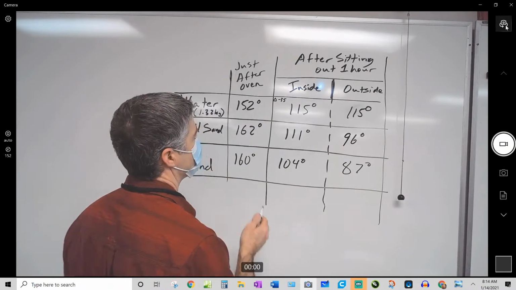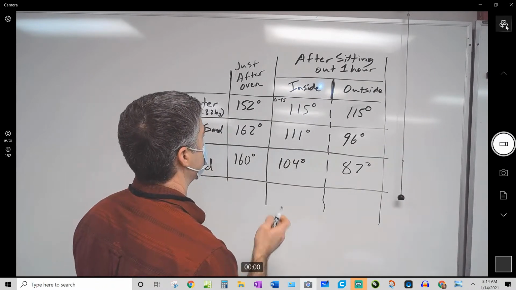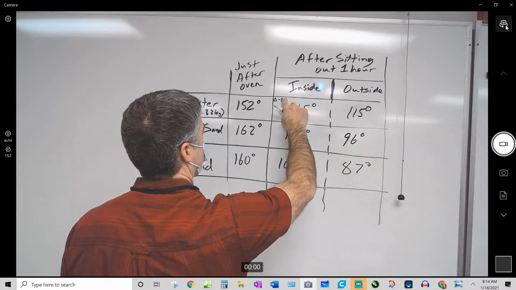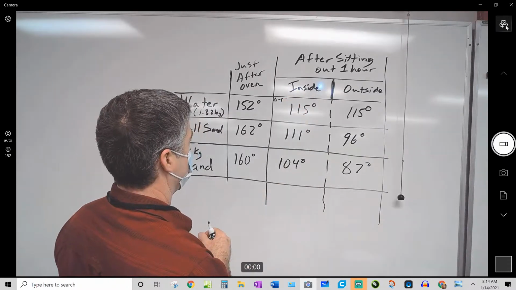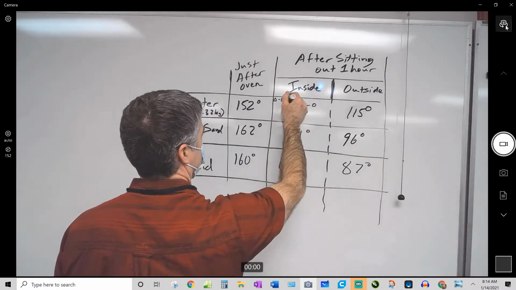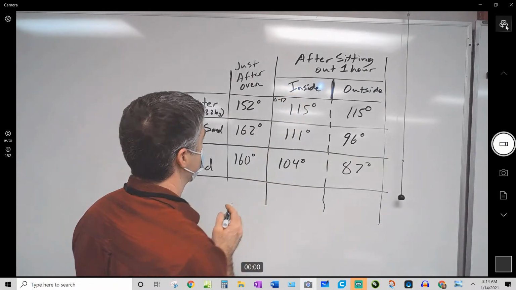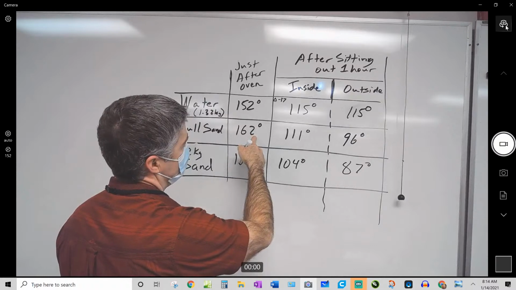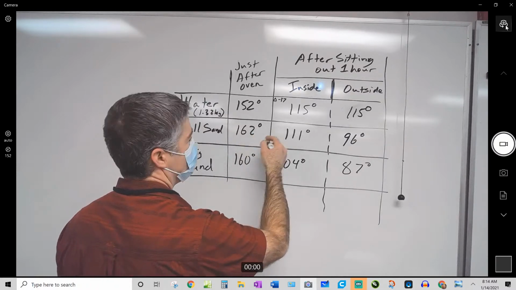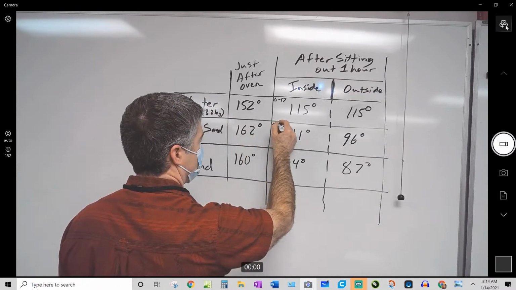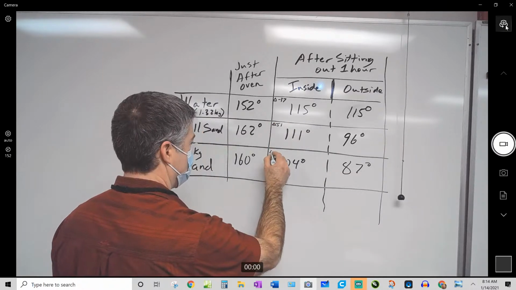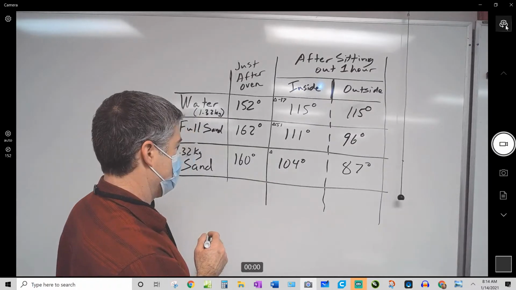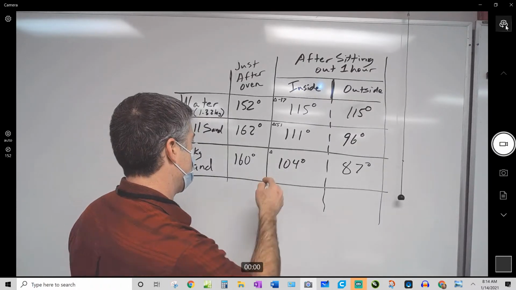Yeah. Wait. No. 30... 37 degrees. Thank you. Bad math. Okay, so that went down 37 degrees. This one went down 51 degrees. Check my math on that. This one went down, so 56 degrees.